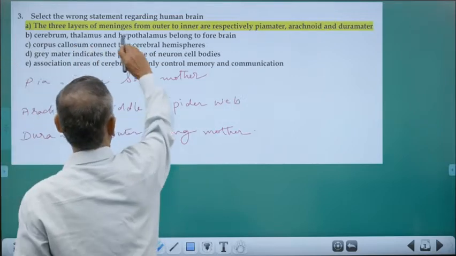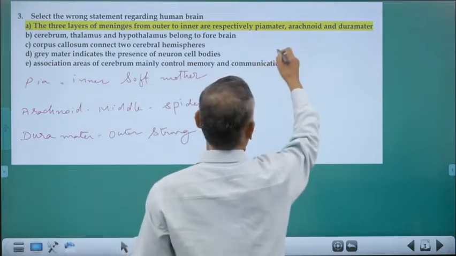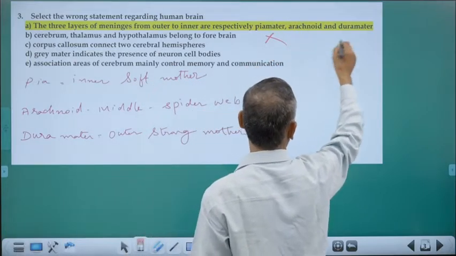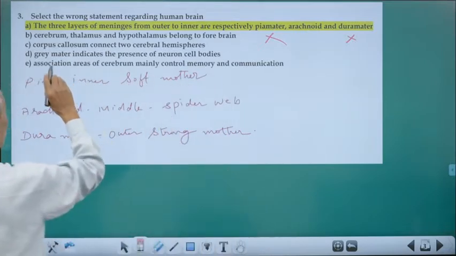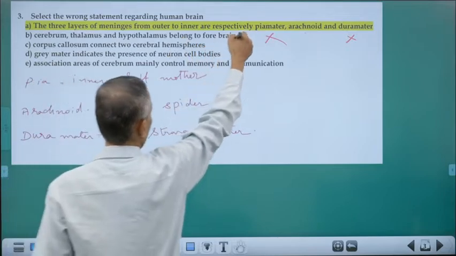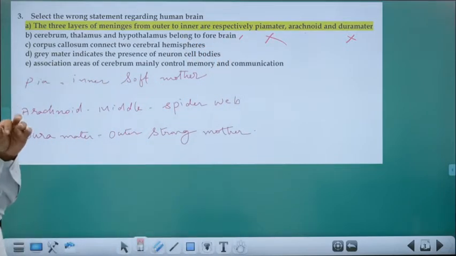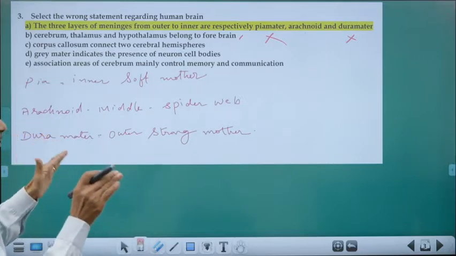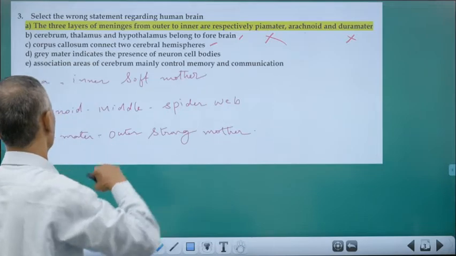The three layers of meninges from outer to inner: the outermost one is dura mater, not pia. Pia is the innermost. The middle one is arachnoid. Cerebrum, thalamus, and hypothalamus belong to the forebrain. Correct. Corpus callosum connects the two cerebral hemispheres. That is characteristic of mammals, connecting the right and the left hemispheres.